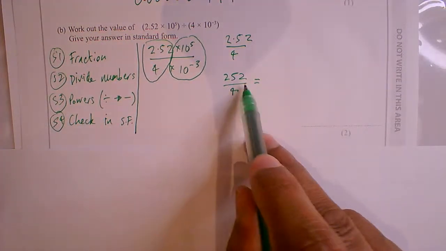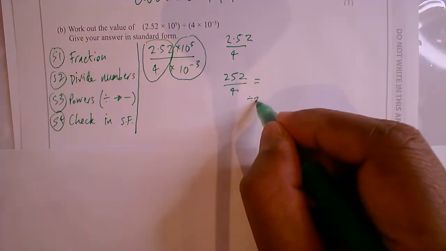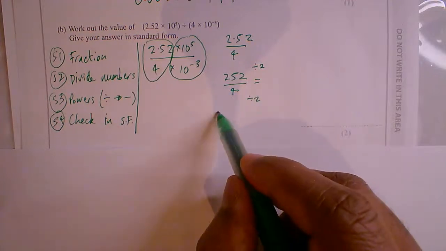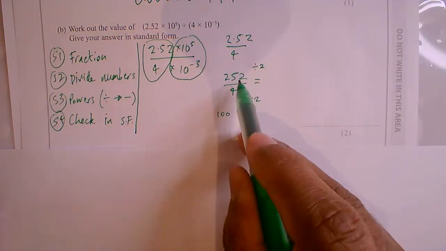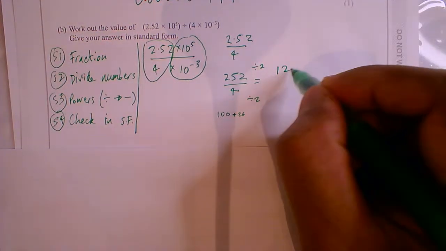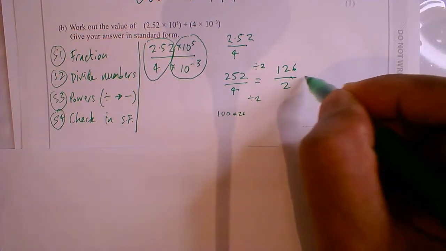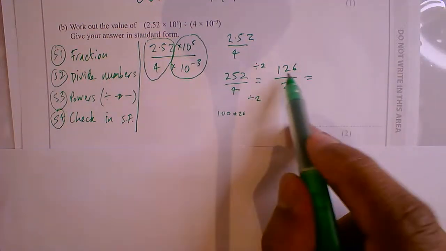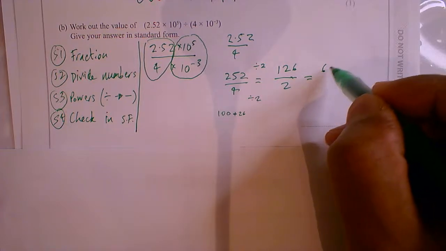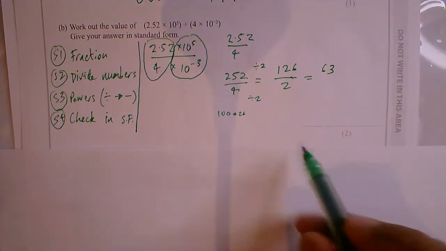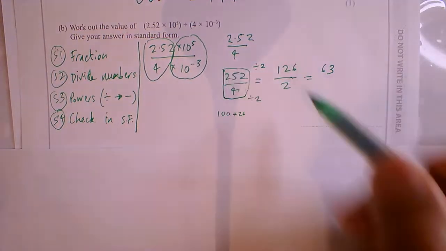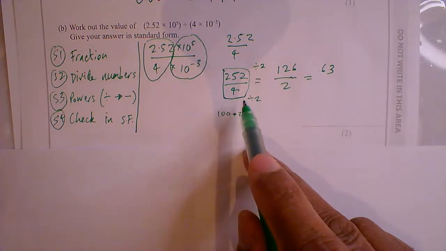And so I need to half this first of all. So I'm going to divide it by 2. Half of 200 is 100. Half of 52 is 26. So plus 26. So that's 126 divided by 2. And then I can divide that by 2. Half of 120 is 60, plus half of 6 is 3. So that's 63. Okay. I could have done it the other way. Any way that you want to do 252 divided by 4, you can do that. You could use the bus stop method.